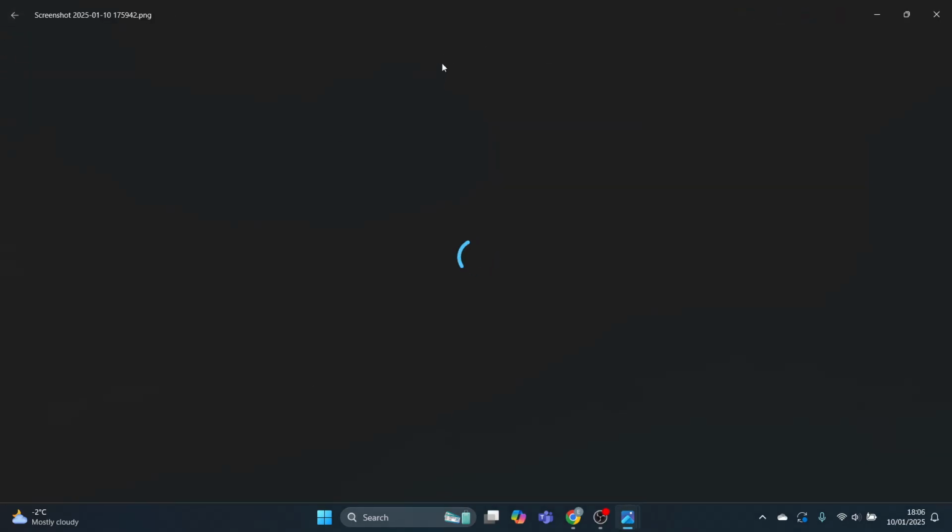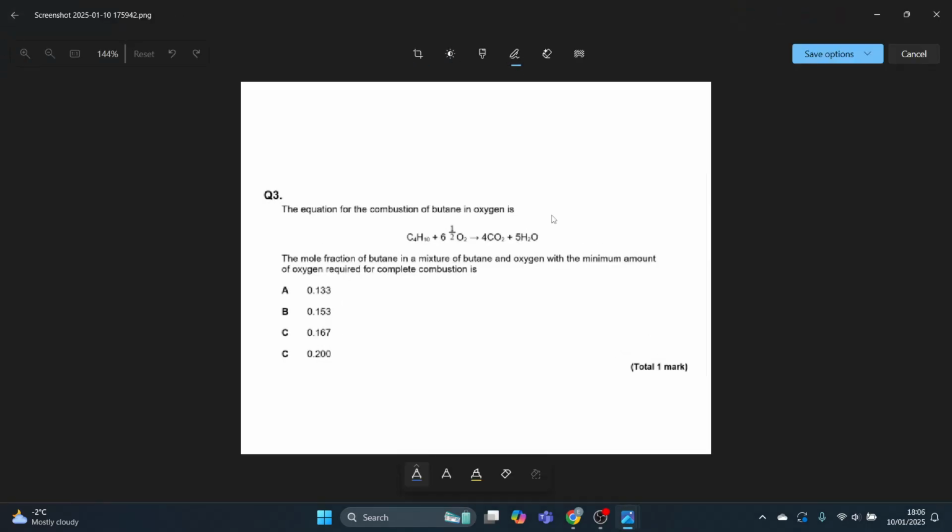And then question 3. The equation for the combustion of butane and oxygen is that the mole fraction of butane in a mixture of butane and oxygen with the minimum amount of oxygen required for complete combustion is. That is just so confusing. I'm just gonna be honest. But the mole fraction of butane.